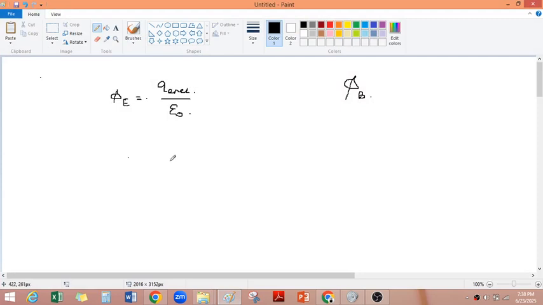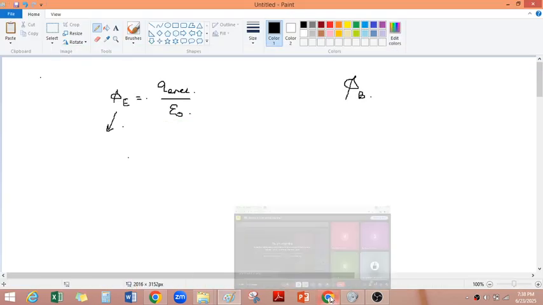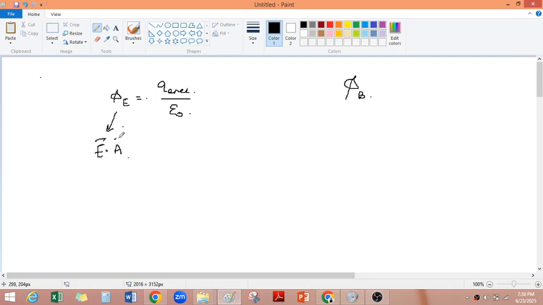Let's see. Gauss law. What is electric flux? Anybody? How do you define electric flux? Did you not study it as E dot A? Yes, sir. EA cos theta. So E dot A can be written as EA cos theta because it is a dot product.